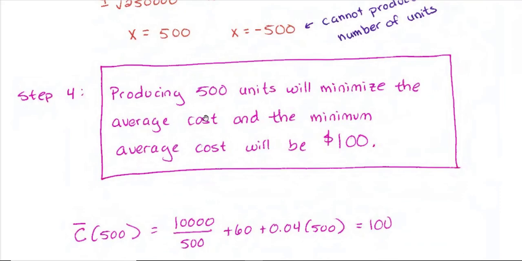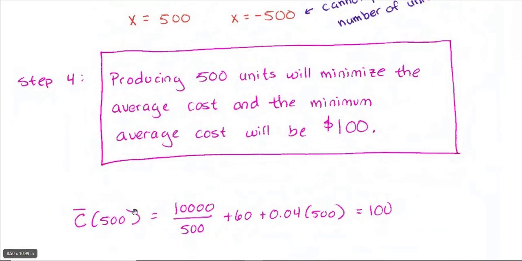Producing how many units will minimize the average cost, and what is that average cost? I know it's going to be 500 units. I'll plug 500 into the original average cost function to get 100, and I can see that producing 500 units will minimize the average cost, and the minimum average cost will be $100 per unit.